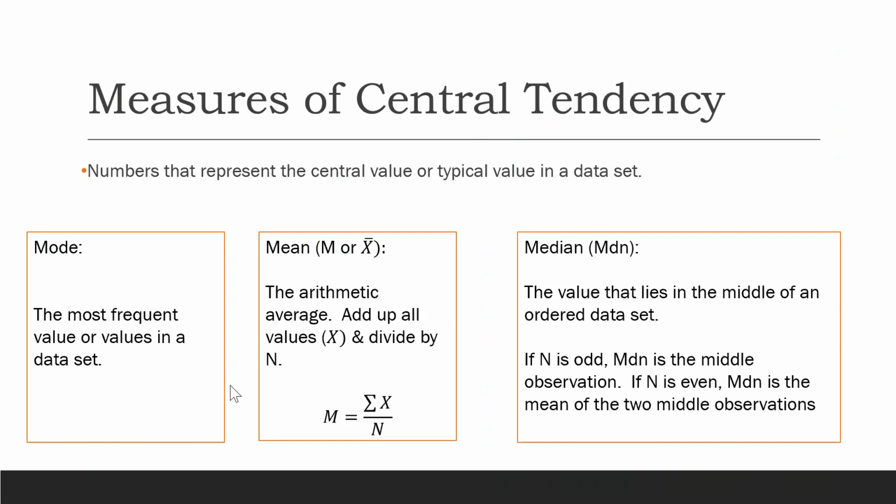It may be one value that occurs the most, or there may be multiple values that occur the most. So, that's your mode. That's considered a measure of central tendency. Probably the most popular measure of central tendency is your mean.